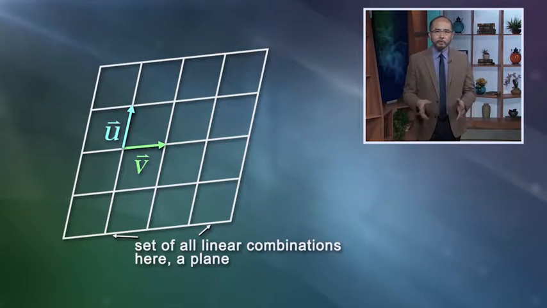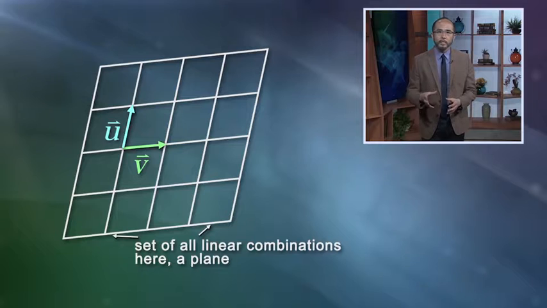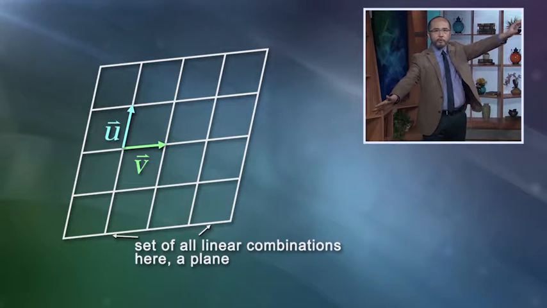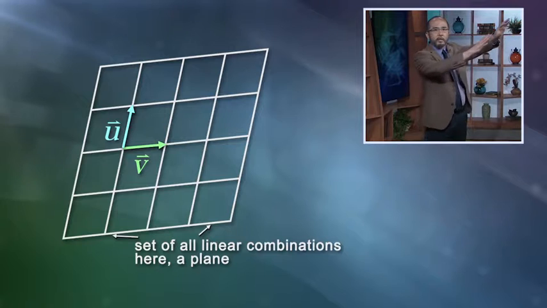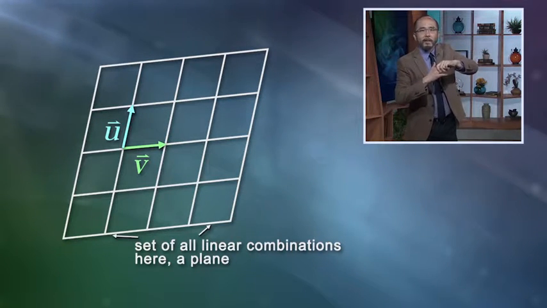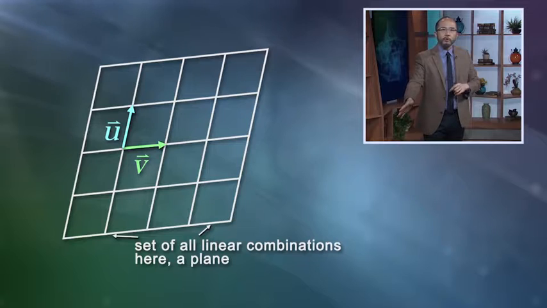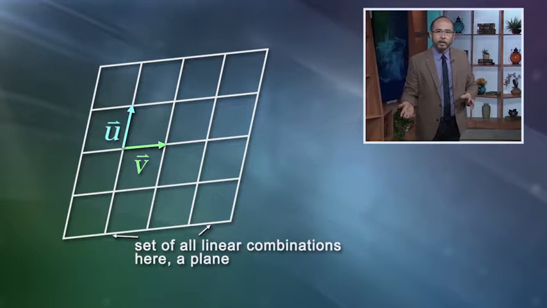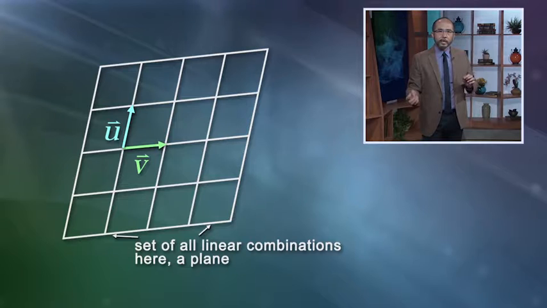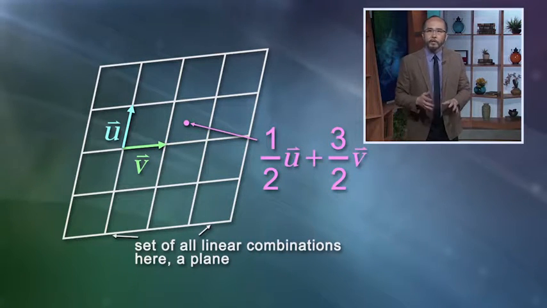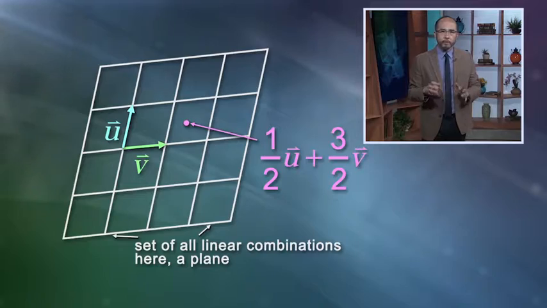Now, if you look at the set of all possible linear combinations of u and v, you can see that it'll form a plane as long as u and v do not point in the same direction. You may also be able to see that by fixing either the coefficient of u or v and letting the other coefficient vary, you will trace out natural coordinate lines along this plane. And in the figure, you can see where the 1/2 u plus 3/2 v is located. This plane cannot fill out all of three-dimensional space. Some points are clearly not linear combinations of u and v.